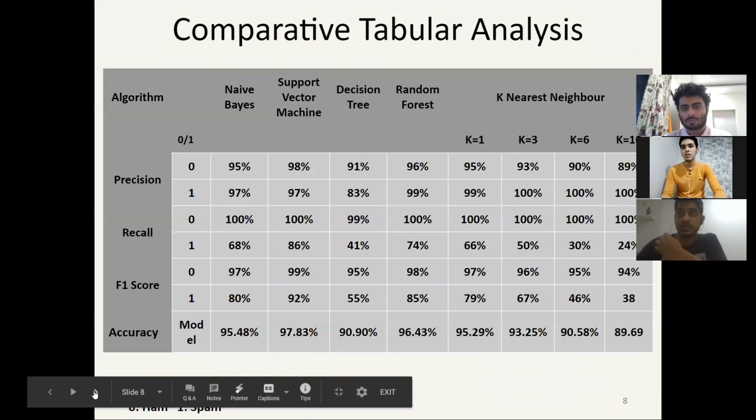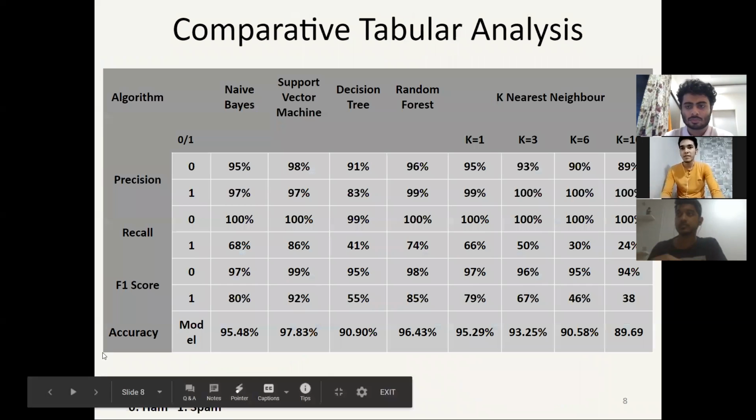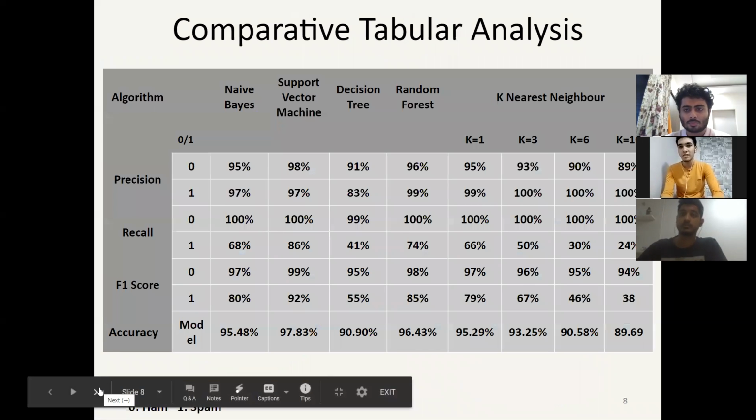So the above discussed algorithms are implemented on two different data sets, and the comparative tabular analysis is shown over here. Over here, we have measured precision, recall, F1 score, and accuracy for various algorithms, and on the basis of accuracy of two data sets, which is in the next slide.